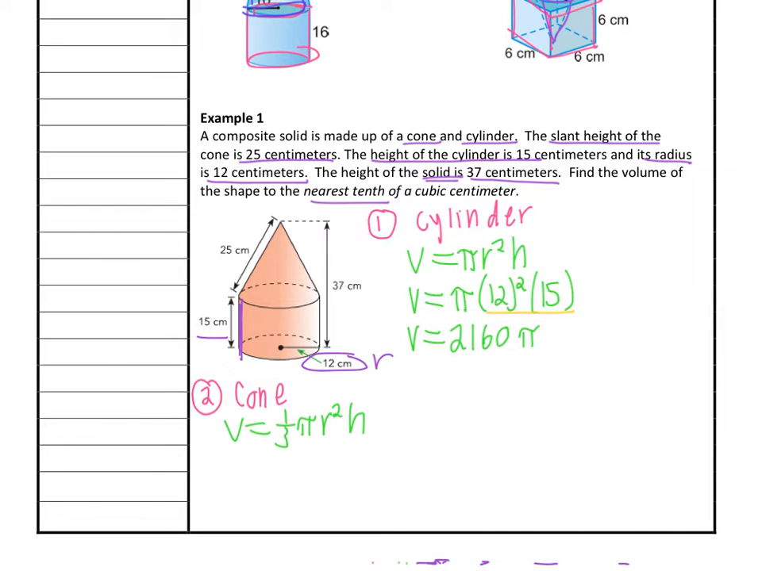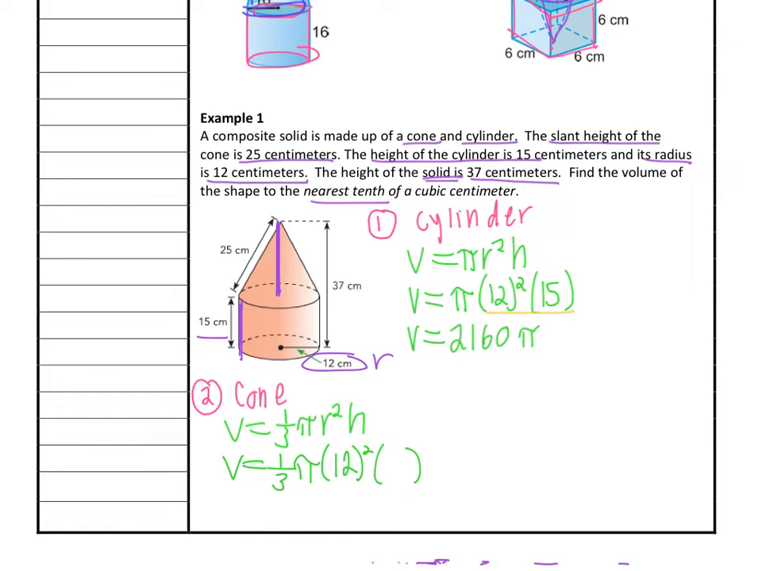Well, the radius of this cone is going to be the same as the radius of the cylinder. So my radius is still going to be 12. So V equals 1/3 pi times 12 squared. But now I need the height of just the cone. So I'm going to look back and say, okay, I need the height of just the cone, just this piece.